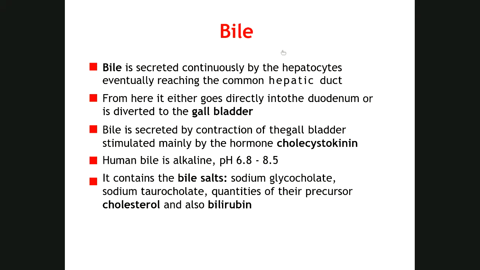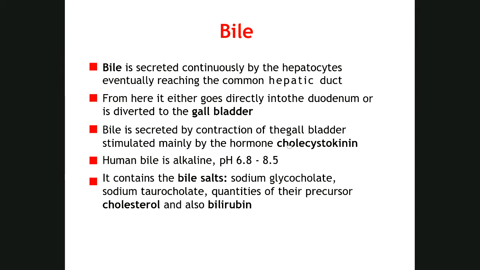So the bile, as we mentioned, is secreted continuously by the hepatocytes, reaching the common hepatic duct, where it goes to be stored in the gallbladder, that will be released. So what is the element or the factor that will cause the release of bile from the gallbladder? That element is a hormone. The name of the hormone is cholecystokinin.